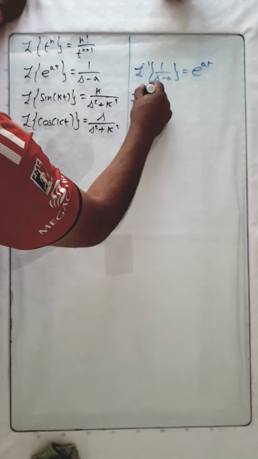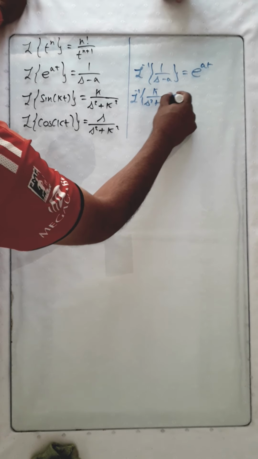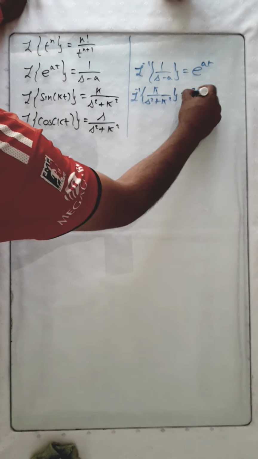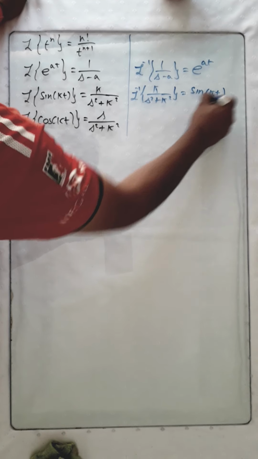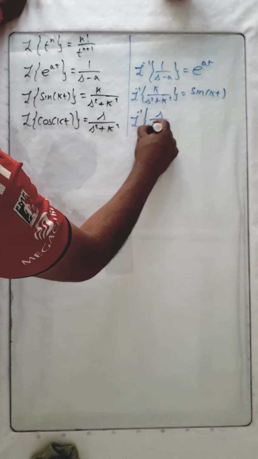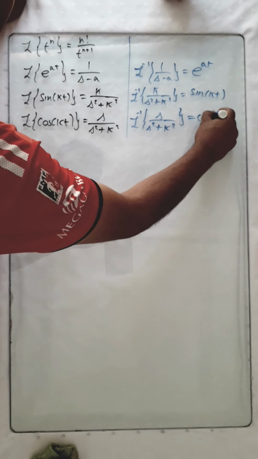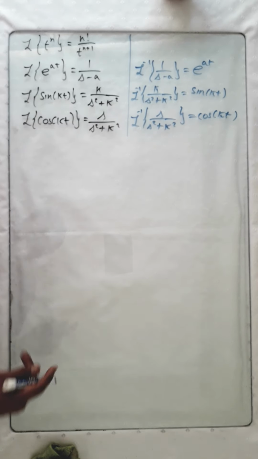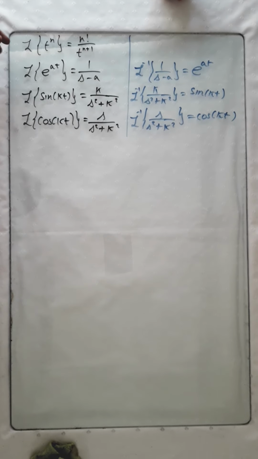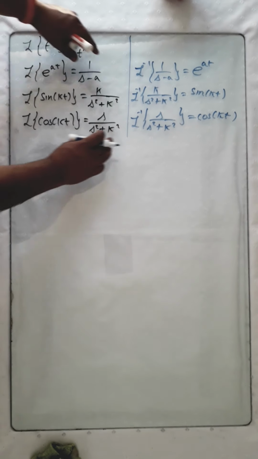The Laplace inverse of k over s squared plus k squared is equal to the sine of kt, and the Laplace transform inverse of s over s squared plus k squared is just the cosine of kt. Okay, so in the end, engineers, it's just looking at the inverse, is just doing the opposite operation.